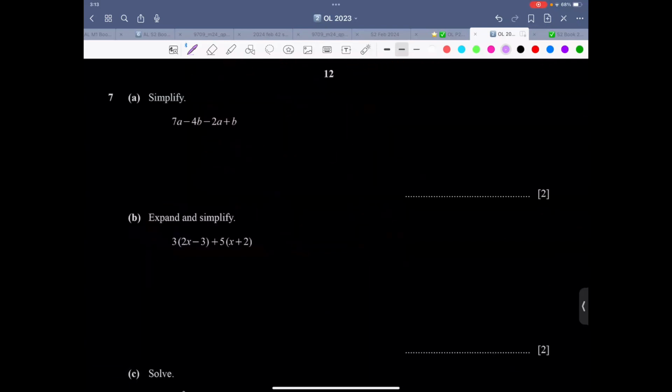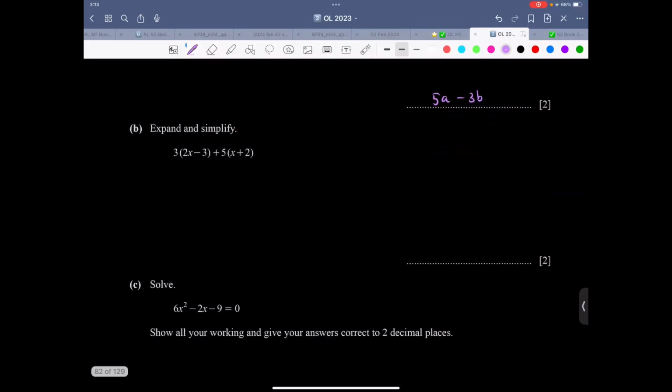Question number 7, that is about basic algebra. So let's get started with this. 7a minus b. And let me just choose a marker. 7a minus 2a, that is 5a, minus 4b plus b, that is minus 3b. So that is the first thing, that is 5a minus 3b.